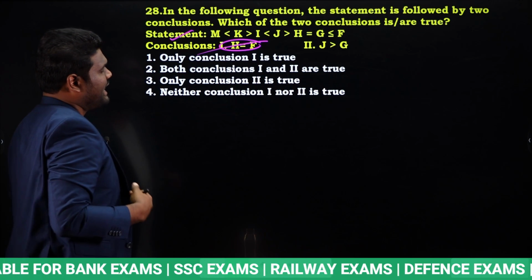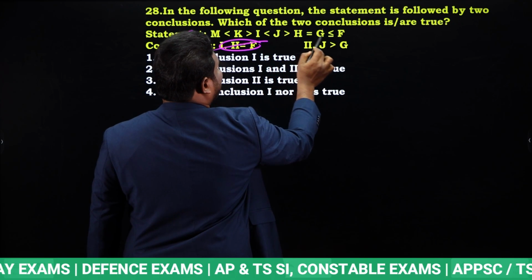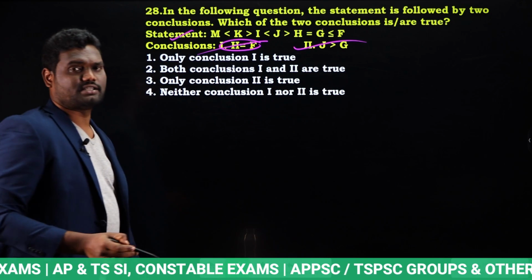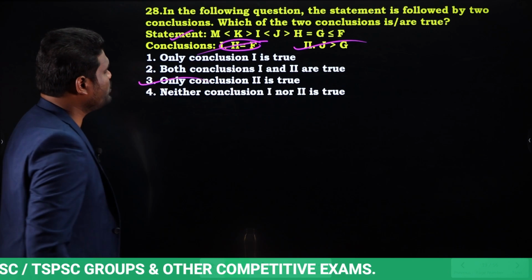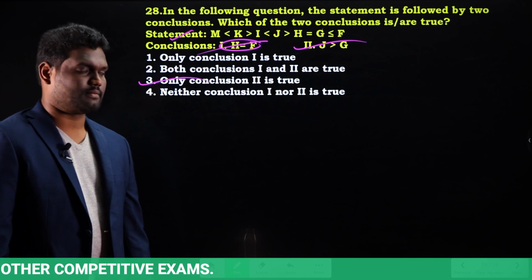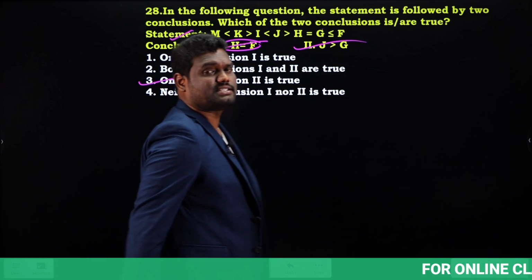Wrong answer. Next one, JG. The JG relation is J greater than G. Yes, J greater than G. Right answer. Which means only conclusion 2 is true. Option 3 is the right answer. Is that clear? You can also try this and tell me the answer.